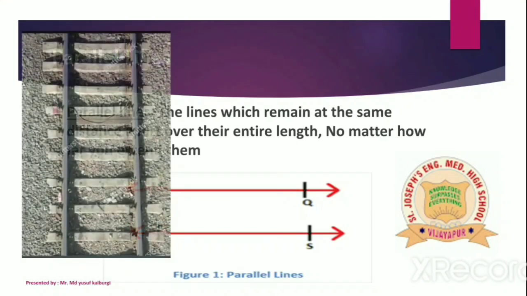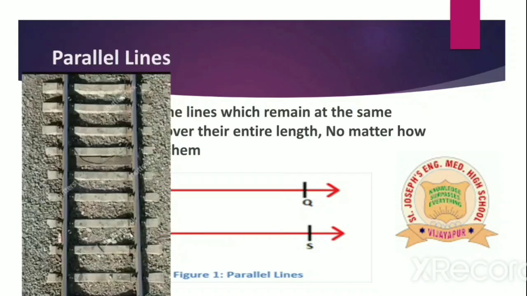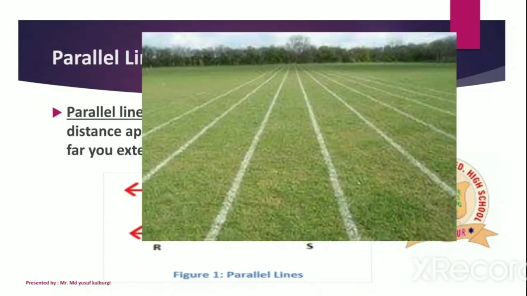What are the examples? The best example is your railway track itself, or you may take a ladder also. Now the next example: in the fields you might have seen such kind of lines. They will be at an equal distance, so these are also called parallel lines itself.